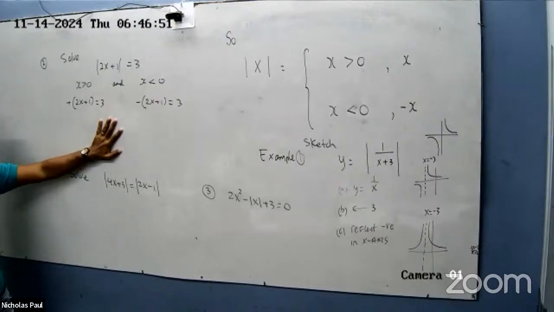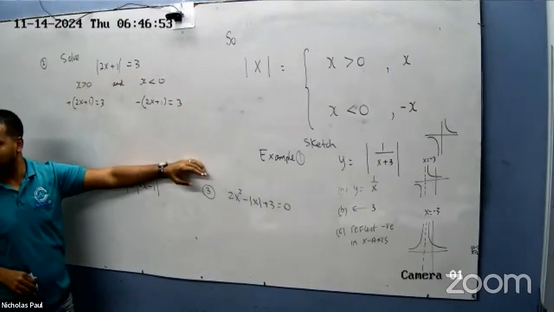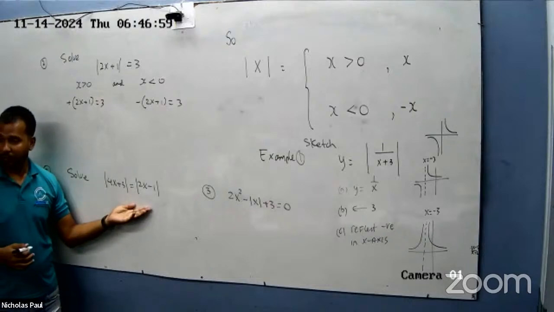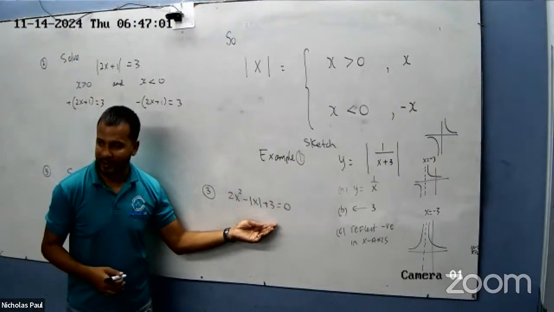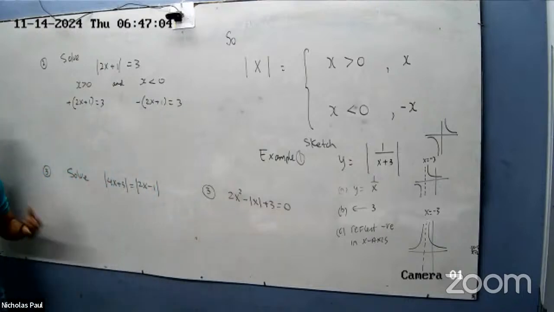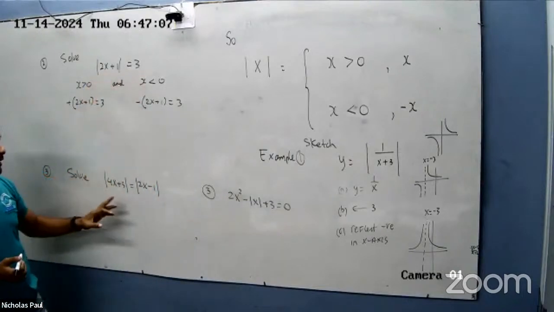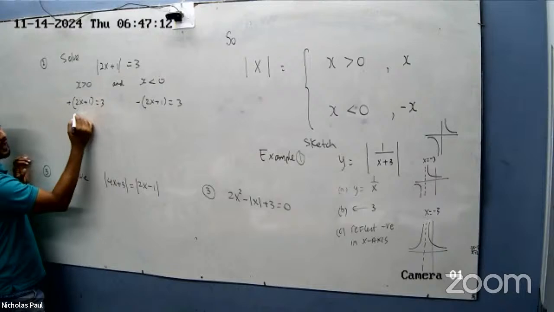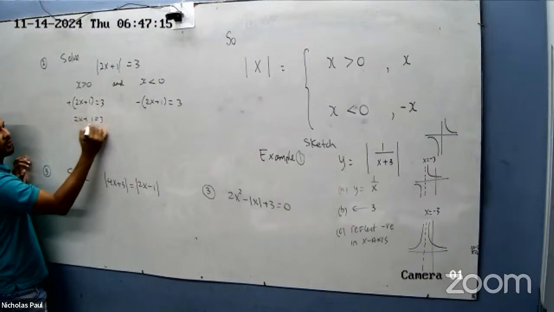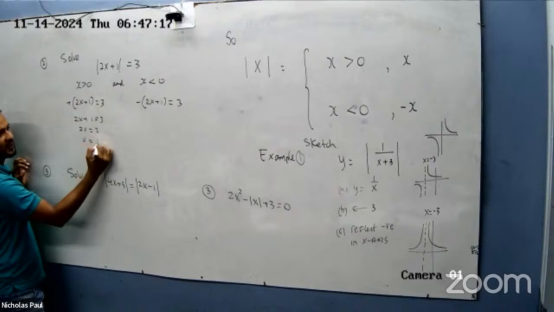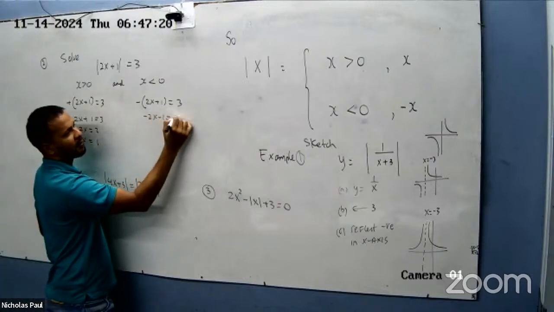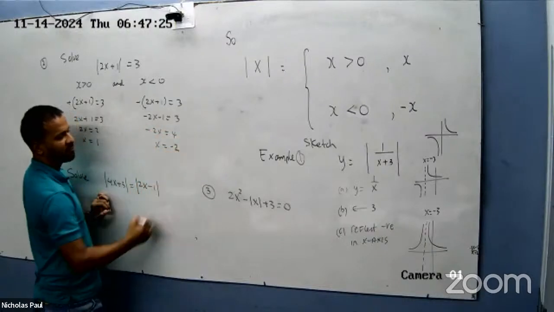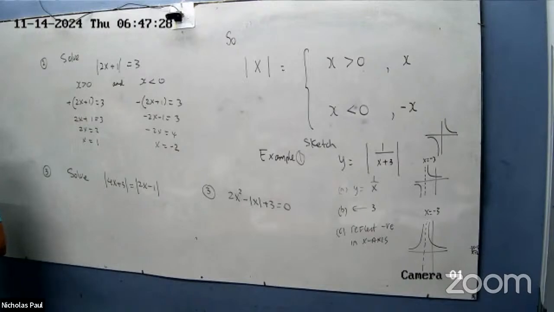Method 2, which I don't really do, is to square both sides and work it out. Squaring both sides works out nicely sometimes, like here, but doesn't work out too nicely here. So you can choose when to use it. It's up to you, but I like this method. So this will be 2x plus 1 is 3. This will be 2x is 2, x is 1. Here, minus 2x minus 1 is 3. Minus 2x is 4. x is minus 2. That's okay?